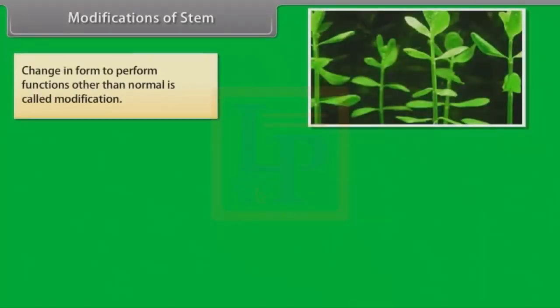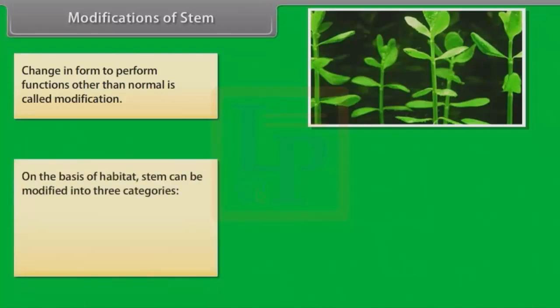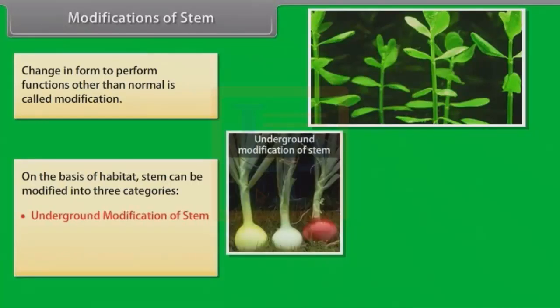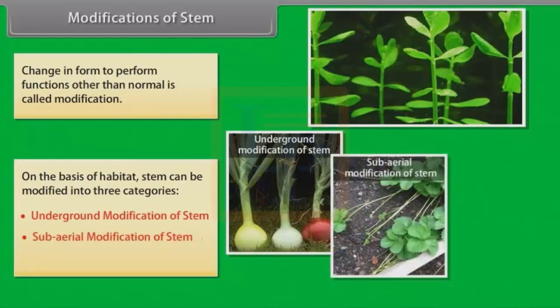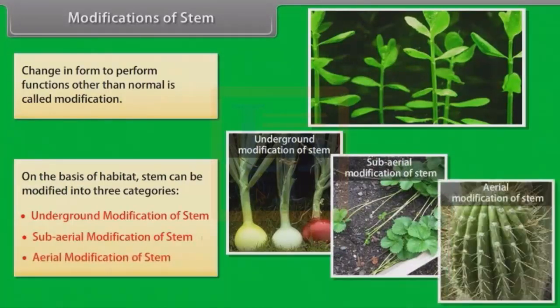Modifications of stem. Change in form to perform functions other than normal is called modifications. On the basis of habitat, stem can be modified into three categories: underground modification of stem, subaerial modification of stem, aerial modification of stem.